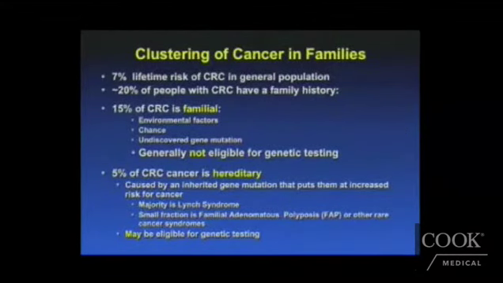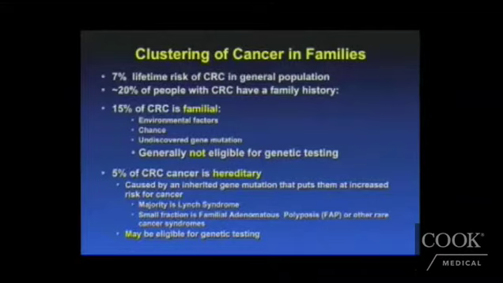When we think about clustering of cancer in families, that's really what gives us a clue to thinking that perhaps there's genetics at play in the development of colon cancer. So in the general population, there is a 7% lifetime risk of the development of colorectal cancer. But about 20% of patients actually have colorectal cancer and another family member that has a history of colorectal cancer. As I mentioned, 15% of this may just be familial, and there are probably other factors that play a role in these patients, such as environmental factors, perhaps just chance or bad luck, undiscovered gene mutations, but generally in patients that just have one family member with colorectal cancer and they also develop colon cancer, usually they're not really good candidates for genetic testing.